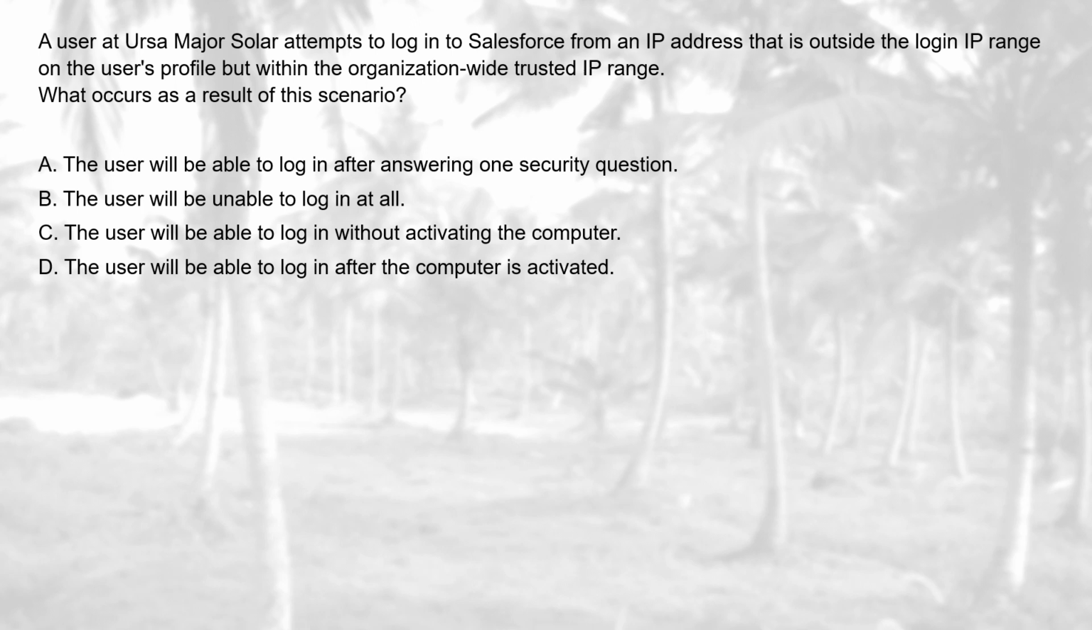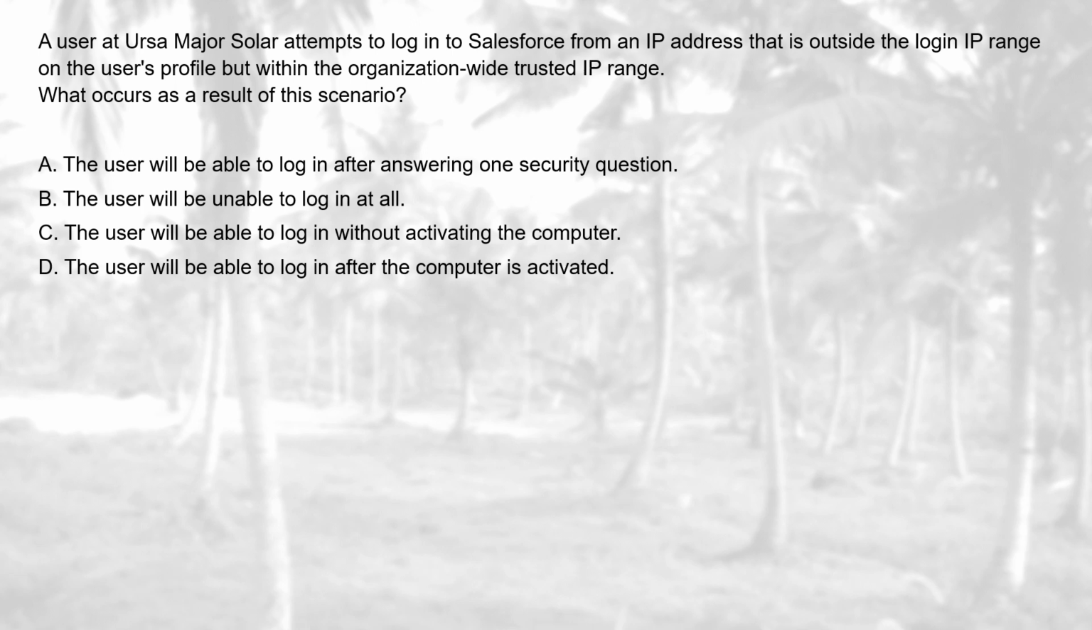So let's talk about IP ranges for a second. As the admin, when you set up IP ranges, you can put restrictions on profiles and logins, and then if they try to log in outside of those restricted areas, they will be denied, even if it's within the trusted organization-wide IP range. So remember that. And the question says that the IP address is outside of the login, so you've already restricted them. So access will be completely denied. So the first one, if they answer security questions, still they won't be able to log in because they're outside of their specific IP range that you as the admin had set up.